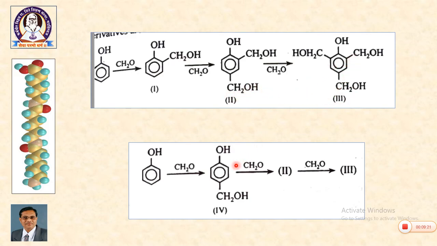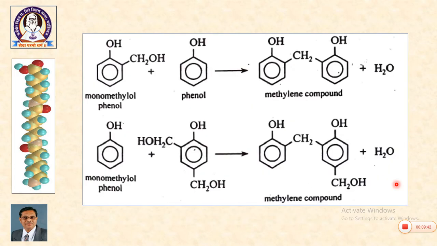Alternatively, the process can proceed in this way. It will begin with para substitution, then you will get the second and third products as shown earlier in the first reaction. So, this is called methylation. Methylation gives methylol derivatives or hydroxymethyl derivatives of phenol. These are further polymerized. So, methylol phenol with phenol gives this compound.